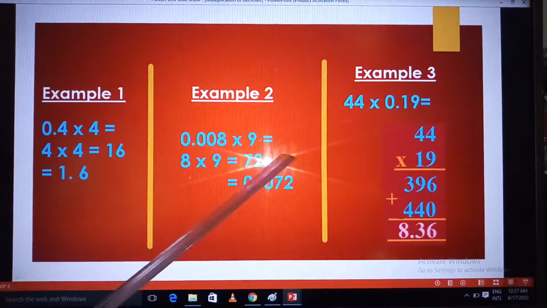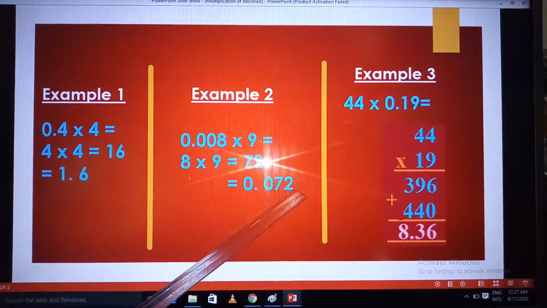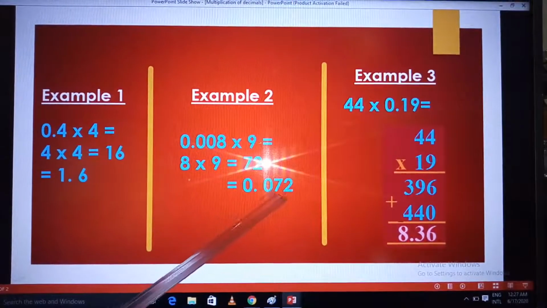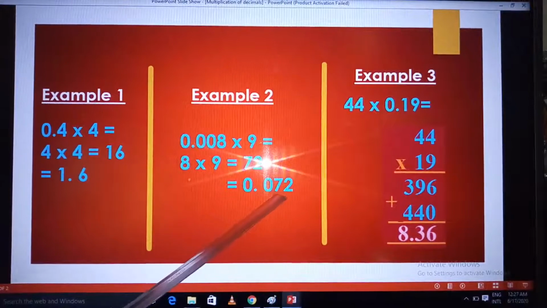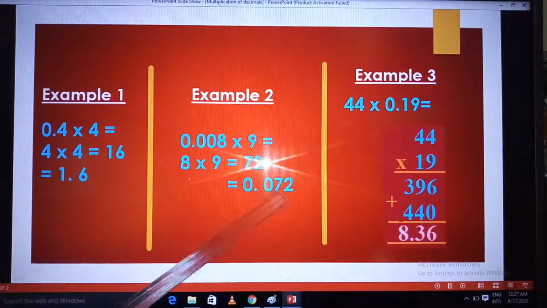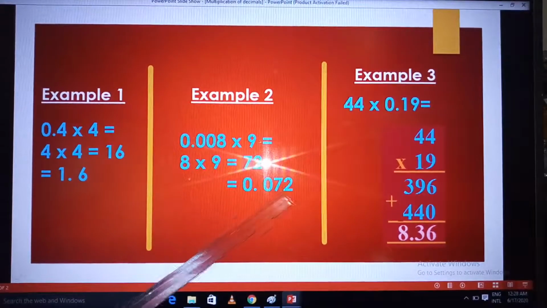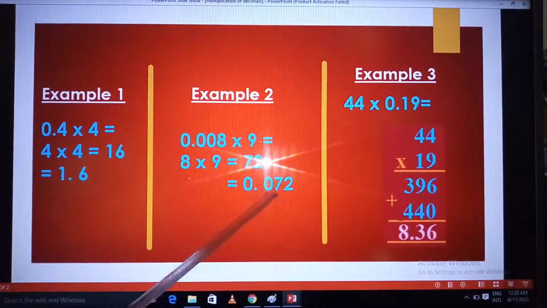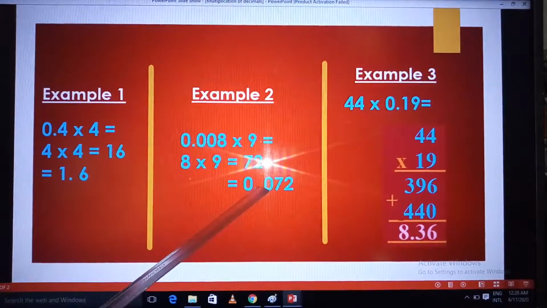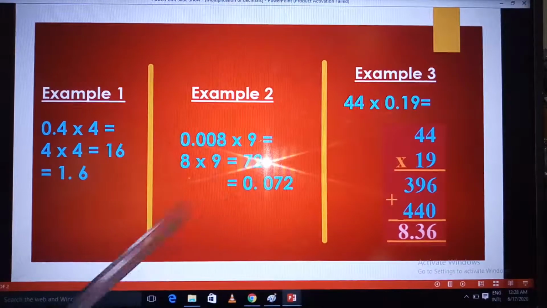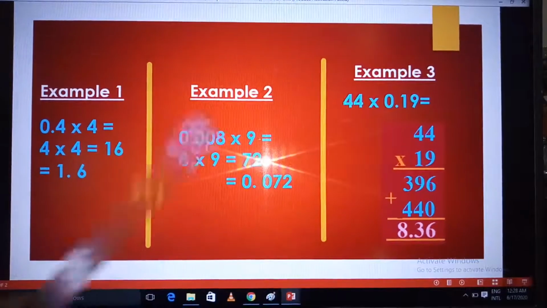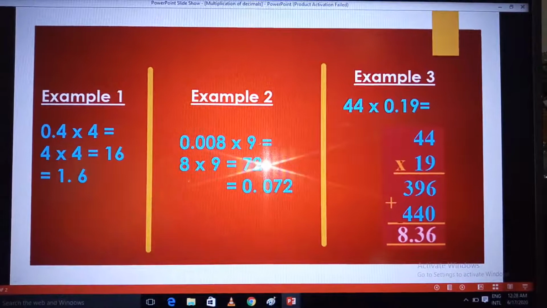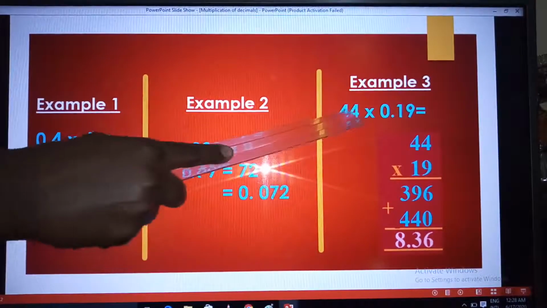So our answer will have 1, 2. Because we don't have a number here, we can replace the number that's supposed to be here with a 0, so that we make sure we have 3 decimal places. So in case there are only 2 digits, you can always add a 0 to create a third decimal place. And now we can insert the decimal point and the 0 here. So our answer is not 72, but 0.072.